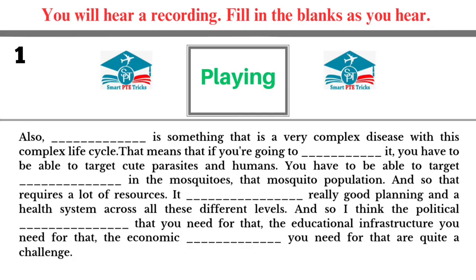Also, malaria is something that is a very complex disease with a complex life cycle. That means that if you're going to eliminate it, you have to be able to target parasites in humans. You have to be able to target parasites in the mosquitoes, that mosquito population. And so that requires a lot of resources. It requires really good planning in the health system across all these different levels. And so I think the political capital that you need for that, the educational infrastructure you need for that, the economic resources you need for that are quite a challenge.